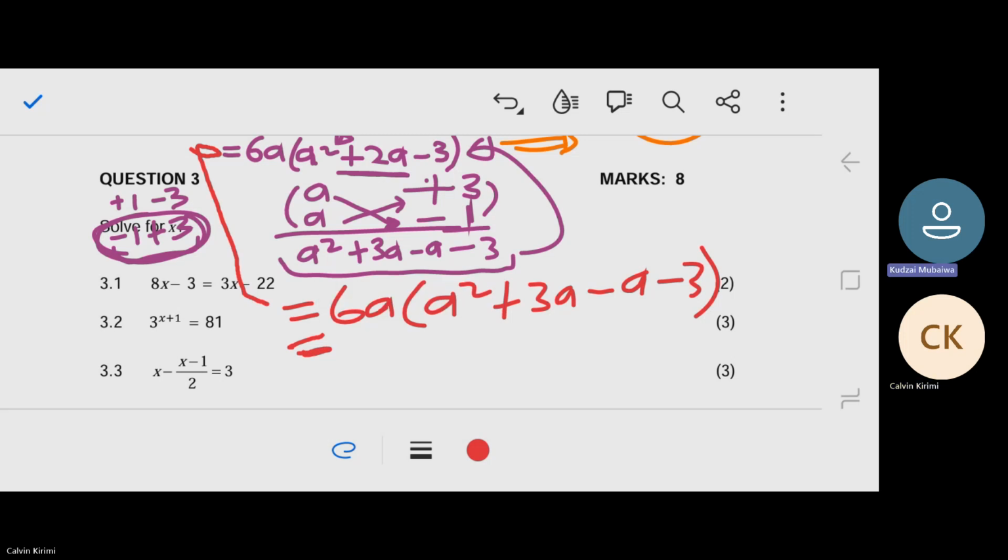Factor out which one? The a squared plus 3a minus 3. That's what you are supposed to factor out. You can't factor out this one, which is outside the bracket. It's done. There's no need of dealing with it. We are just factoring what is inside. It will be 6a bracket 1. So we want 2 brackets. Yes, sir. What is the answer? That's what I'm asking.